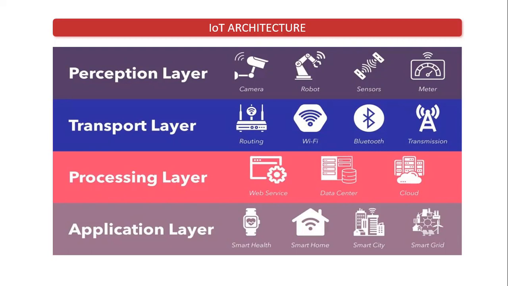Then the data layer is responsible for handling the vast amount of data generated by our IoT devices. It involves storing, processing, and analyzing the collected data. We all know that processing means it will use only the required data. It will remove all the unwanted information.